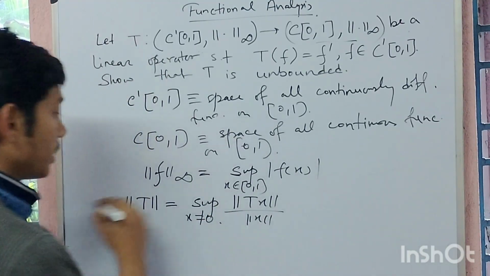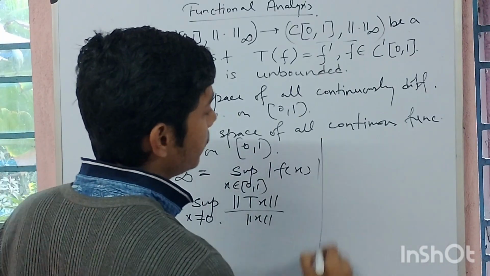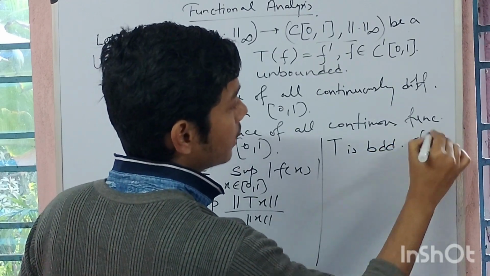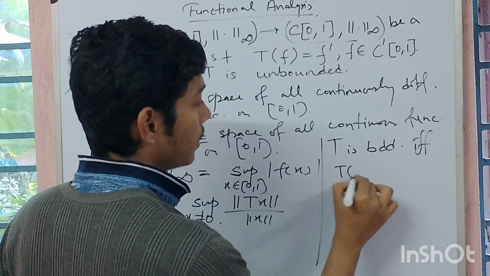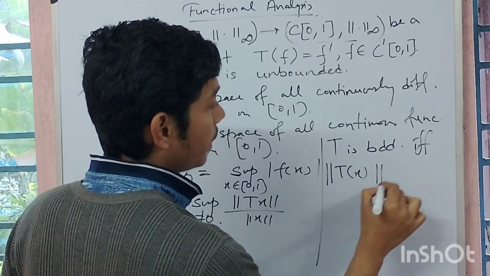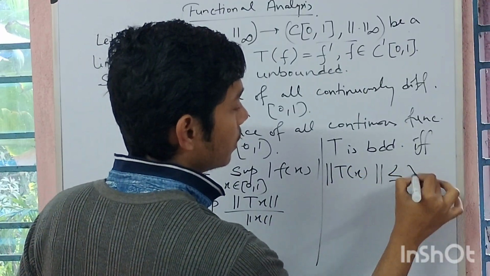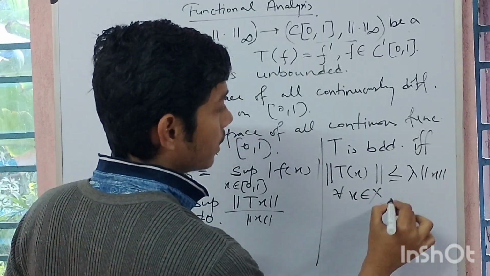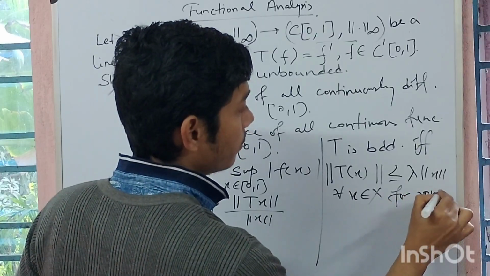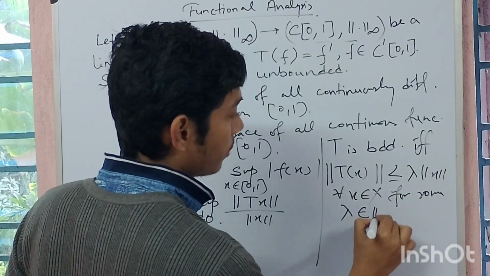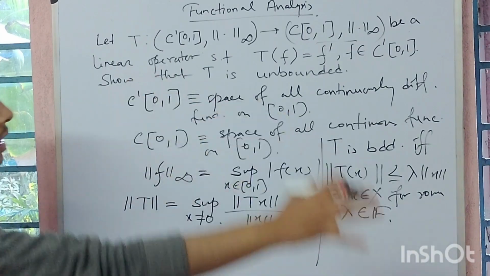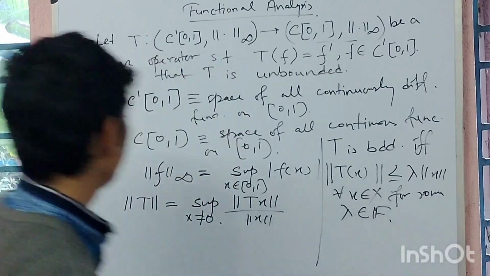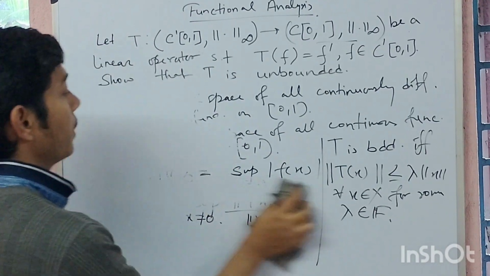Okay. These are my few things, and I am saying one more thing: T is bounded if and only if norm of Tx is less than or equal to lambda into norm of x for all x belongs to X, for some lambda belonging to my field. These are the whole things that I shall use to solve this problem. Now I am proceeding towards solving the problem.